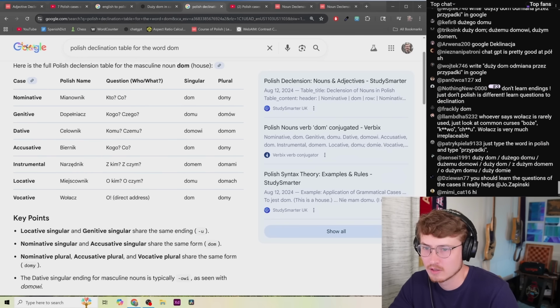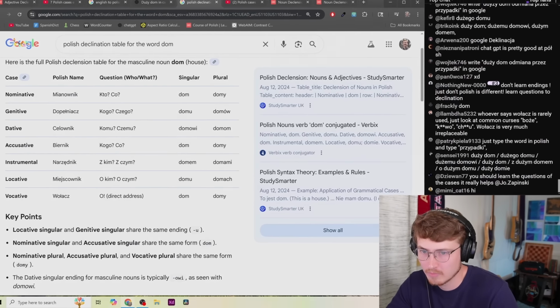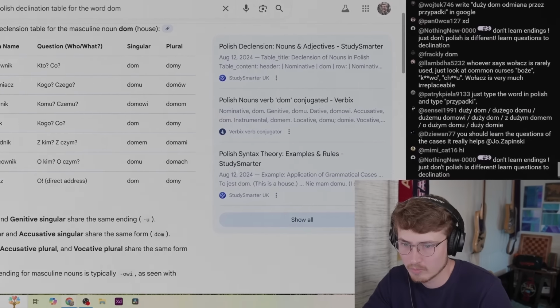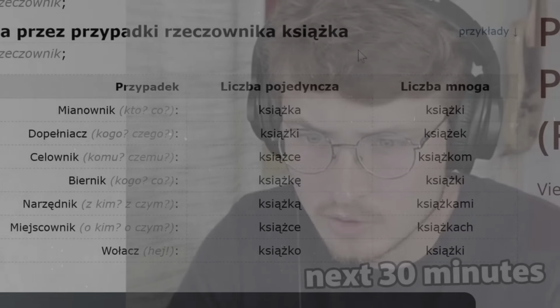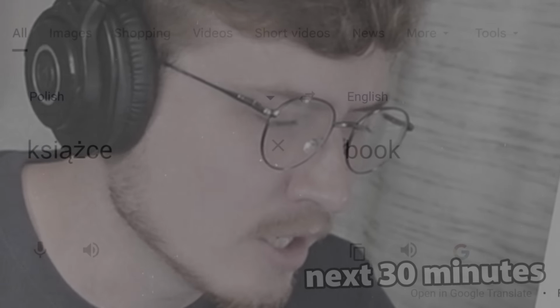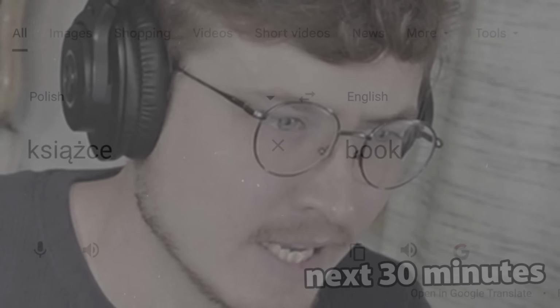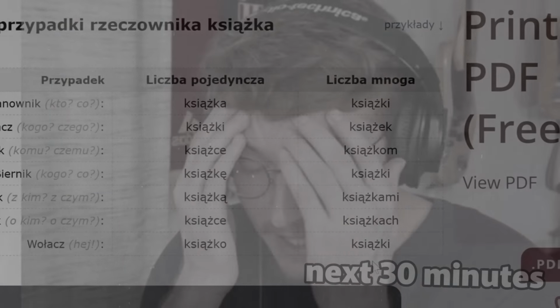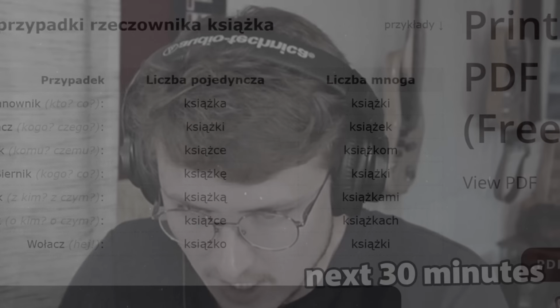Polish declension table for dom. All right, perfect. Dom, domu, domowi, dom, domem, domu, dom. Domy, domów, domom, domy, domami, domach, książce. Jesus, that's a crazy word to pronounce. It's crazy because you can learn all the cases, but then each case gets more complicated. My brain is just looking for rules to tie all of this together.